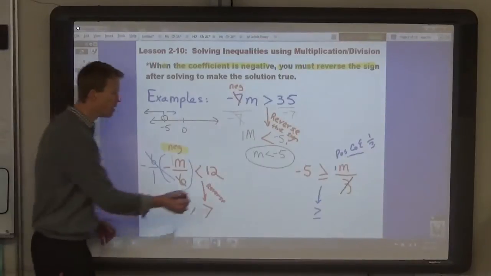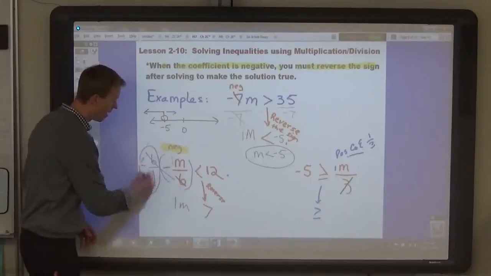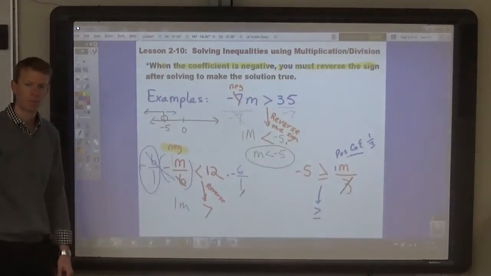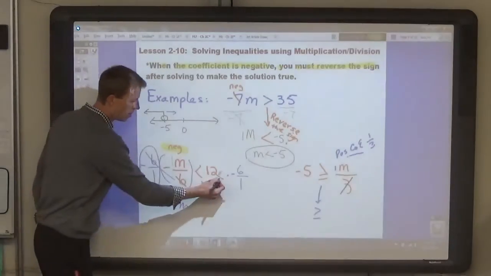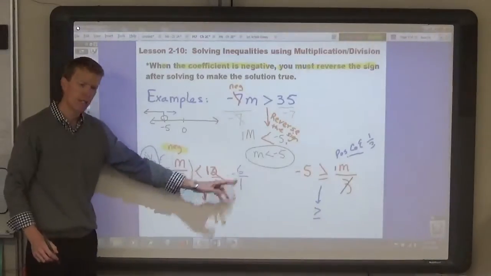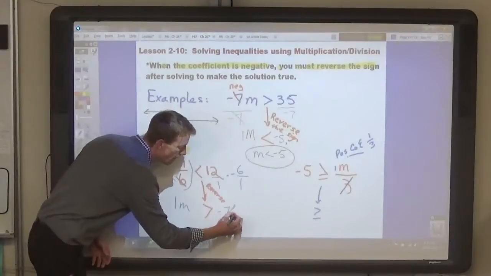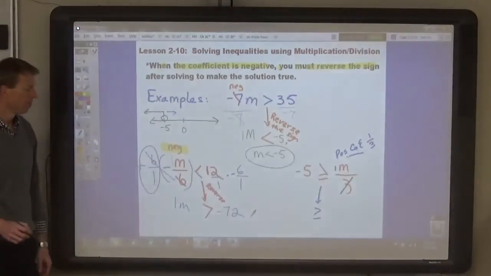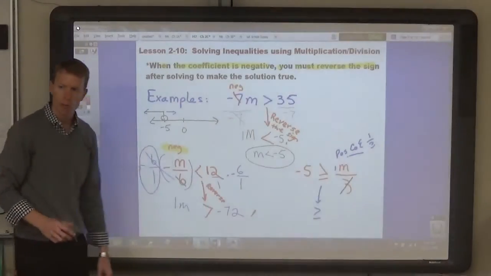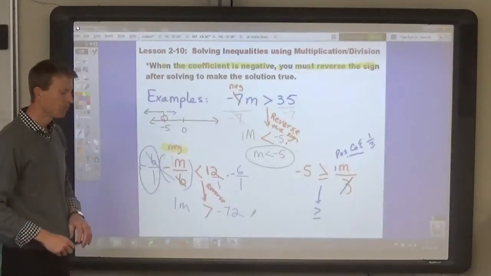Now we go over to this side, multiply by the same number. Multiply by negative 6 over 1. So we have 12 times negative 6 over 1, or just 12 times negative 6. 12 times negative 6 is negative 72. So m is greater than negative 72. We'd mark negative 72 with an open dot and shade to the right. Okay?